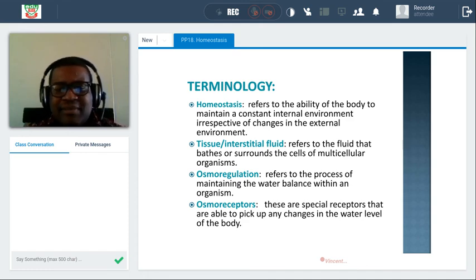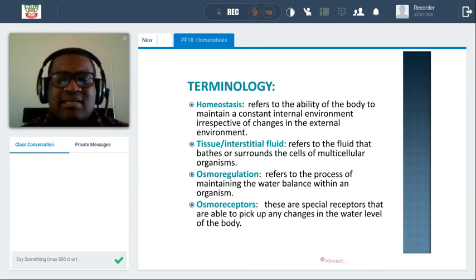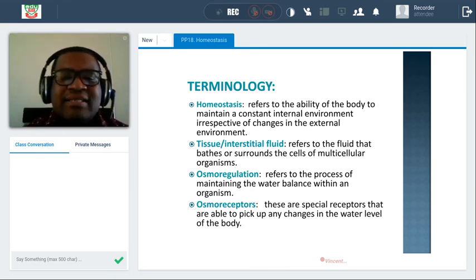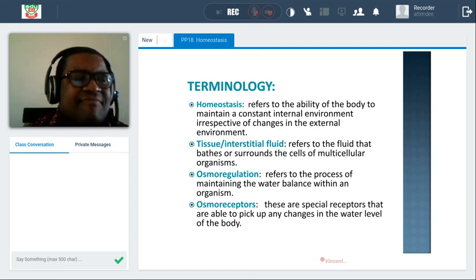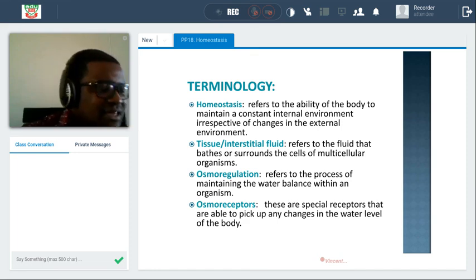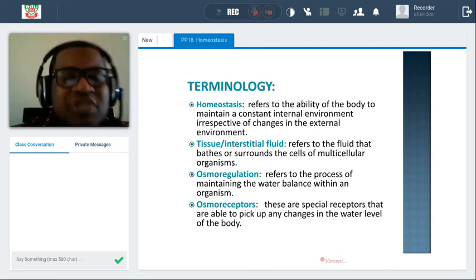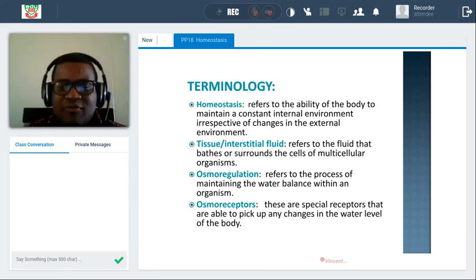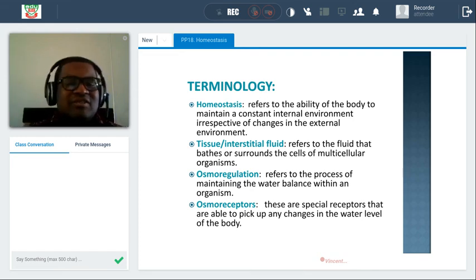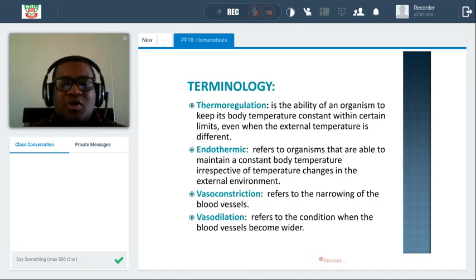So we have seen some terminology like homeostasis, the ability of the body to maintain a relatively constant internal environment irrespective of the changes in the external environment for proper tissue functioning. We also looked at tissue fluid, which refers to the fluid that bathes or surrounds the cells of the multicellular organism. We looked at osmoregulation, which is the process of maintaining the water balance within our organism. We looked at osmoreceptors, the specialized receptors that are able to pick up changes in the water level of the body.